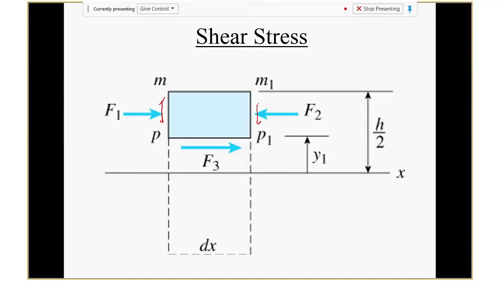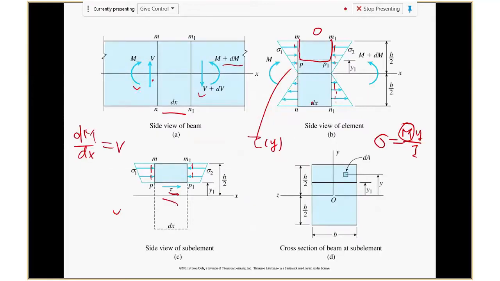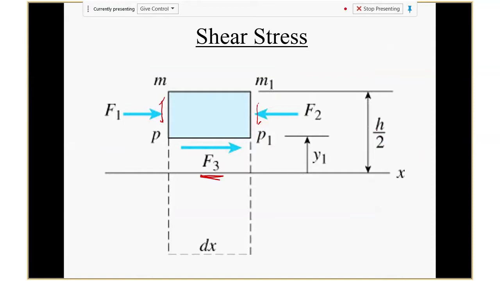Now, our task is to find out what? We try to find this force, because this force is related to the shear stress here. Okay, so we actually know sigma 1, sigma 2, because we know the moment. So we know F1, F2. We just need to find out F3.